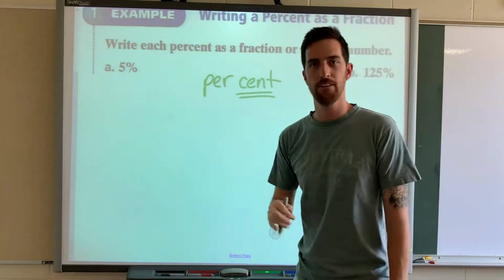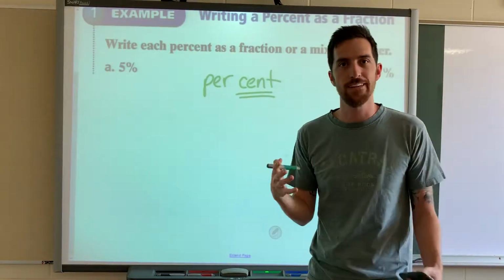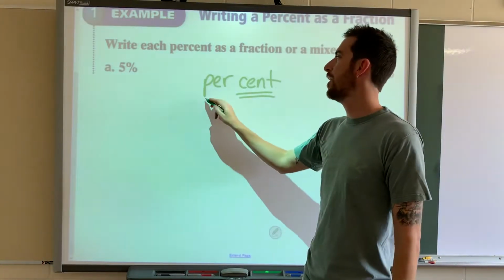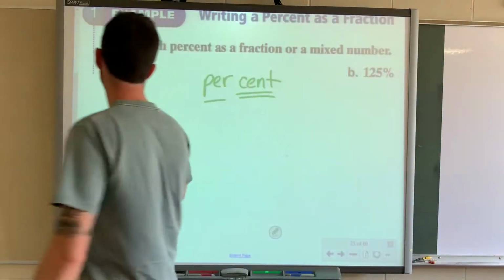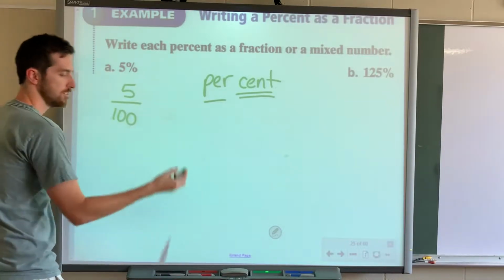The root cent, think of like century, that's 100 years. Cents in a dollar, that's like there's 100 cents in $1. So you're saying like of 100. So 5% is 5 out of 100. And then you just need to reduce it.